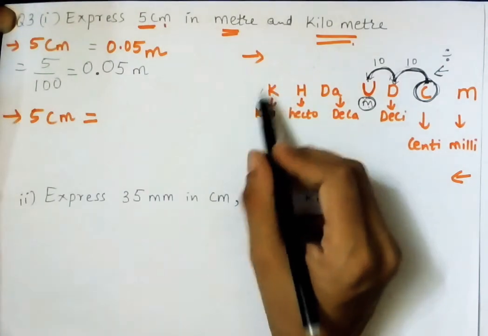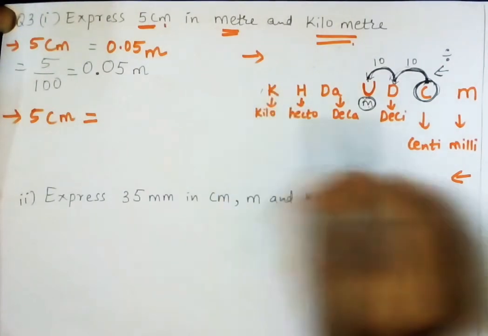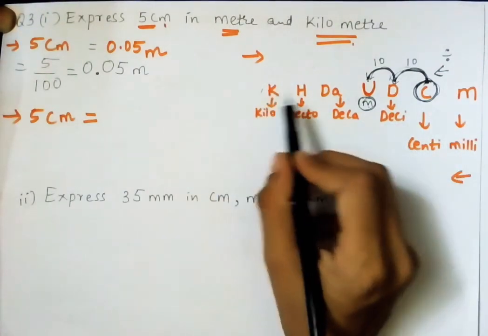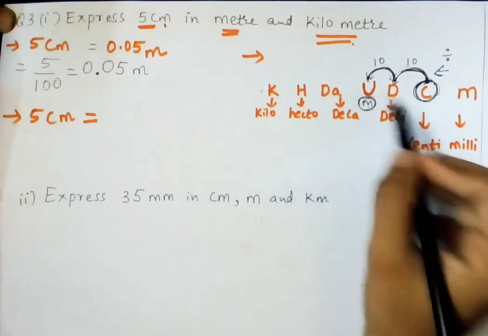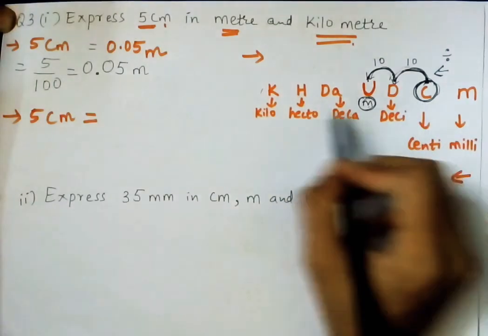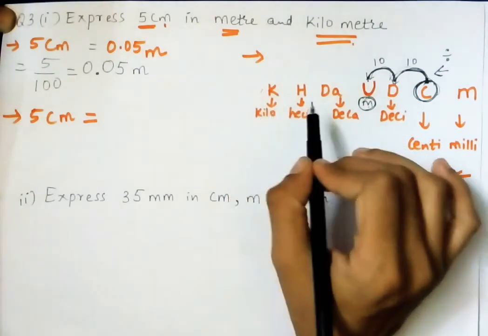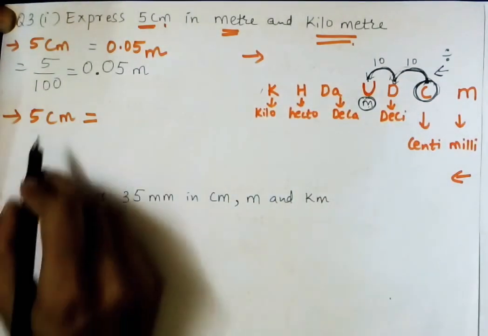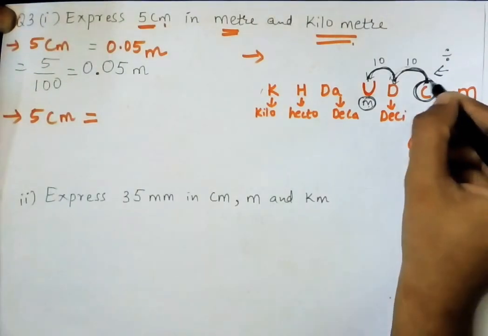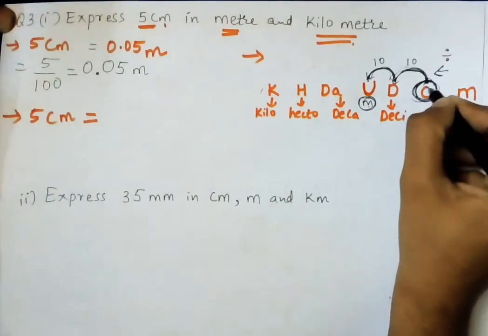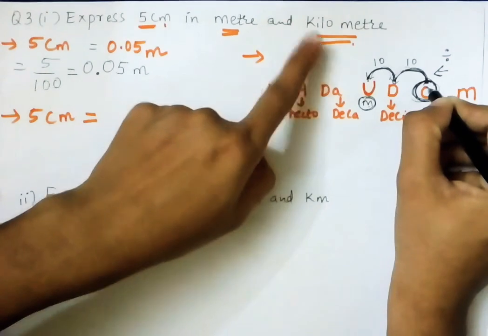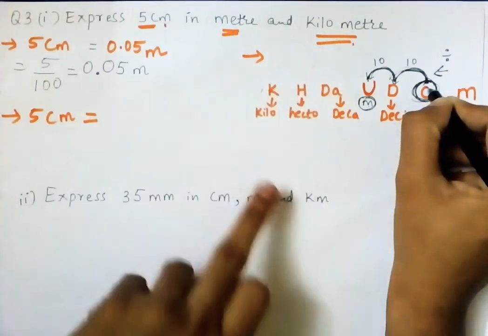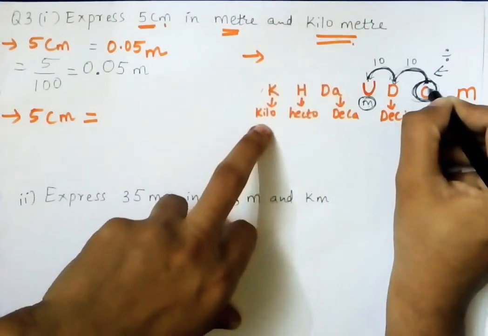So where is kilo? See, here I have written kilo. You need to remember this sequence: kilo, hecto, deca, unit, deci, centi, milli. This is easy. You can remember it. Kilo, hecto, deca, unit, deci, centi, milli. This way you can remember. Now 5 centimeter, we will start from here, centimeter, and we want the answer in kilometer, right? So we need to jump till kilo. Kilo is written here, K.